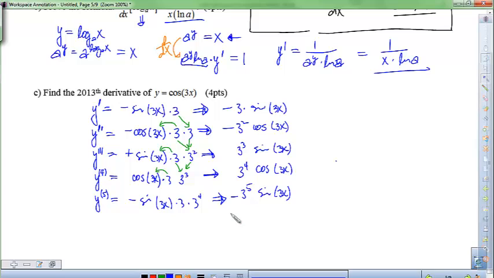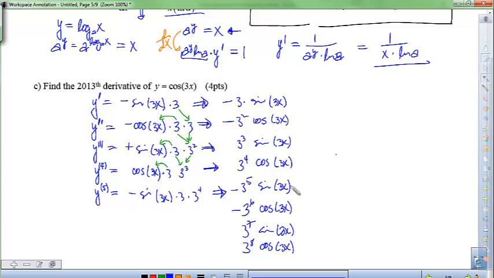Without doing the derivative, let's guess, and this is going to be 3 to the 6th. This is going to be cosine 3x. And if we follow the pattern, the next one's going to be positive 3 to the 7th sine 3x. And then positive again, 3 to the 8th cosine 3x.